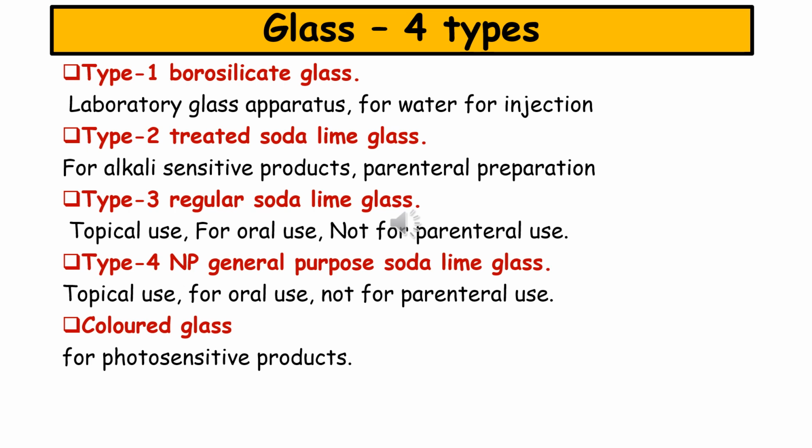Then type 1 borosilicate glass is used for laboratory glass apparatus and for parenteral preparations. Then type 2 is used for alkali sensitive products and for parenteral preparations. Then type 3 and type 4 are not used for parenteral use, but they are used for topical and oral use like tablets, capsules, creams, ointments. Then there is one more type of glass, that is colored glass, which is used for light sensitive products.